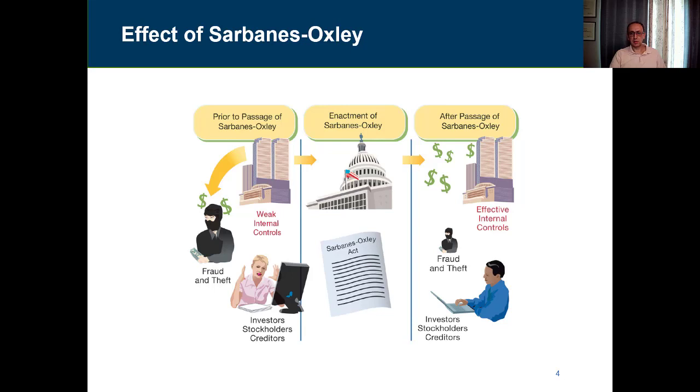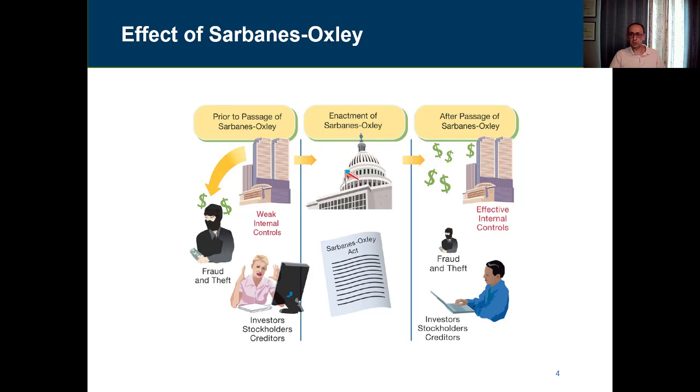Here we can see the phases that happened around Sarbanes-Oxley. Prior to the passage of Sarbanes-Oxley, in other words prior to 2002, most companies were not required to have strong internal controls, and many companies had weak internal controls. That led to a lot of cases of fraud and theft, which also had an impact on investors, stockholders, and creditors. So Congress enacted Sarbanes-Oxley in 2002, and it was signed by President Bush at the time.